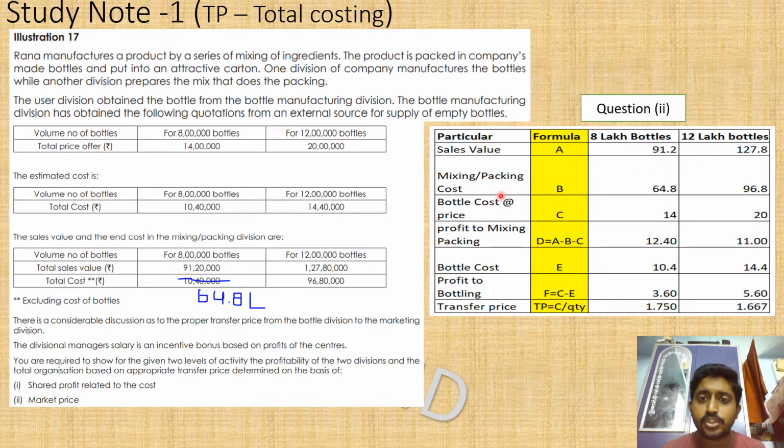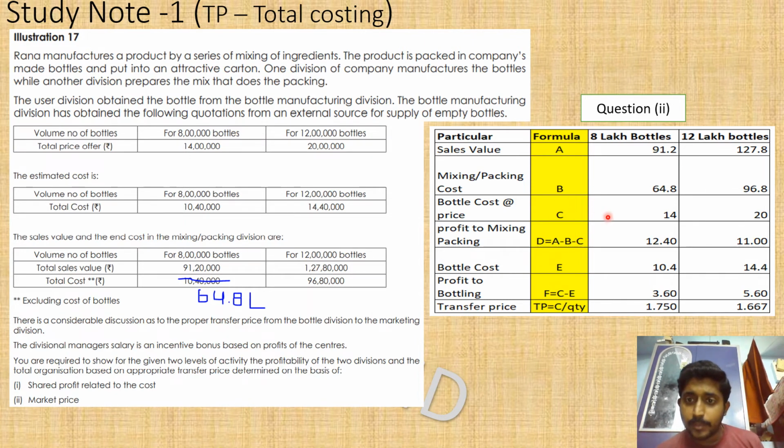Next, what is the mixing and packing cost? That is also given in the question, 64.8 and 96.8. That is not going to change, but the cost of bottle will change. In our previous case, the cost of bottle was the cost actually incurred by the company, but now we are buying the bottles at market price. So the market price, the 14 lakhs and 20 lakhs, is the cost, so the cost to the mixing and packing division will go up, right?